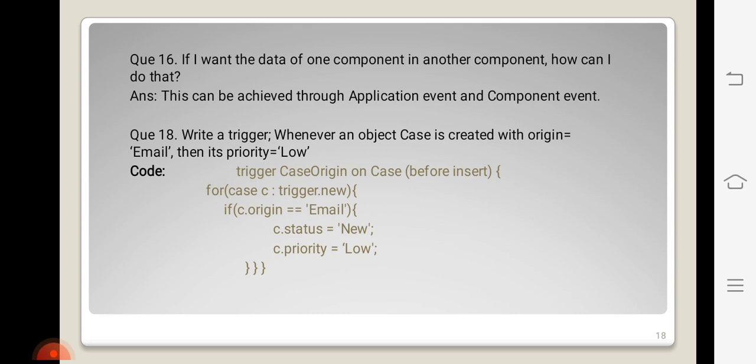So the interviewer told me to write a simple trigger: whenever a Case object is created with origin equal to Email, then its priority should be Low. So this is the code that I wrote at that time.